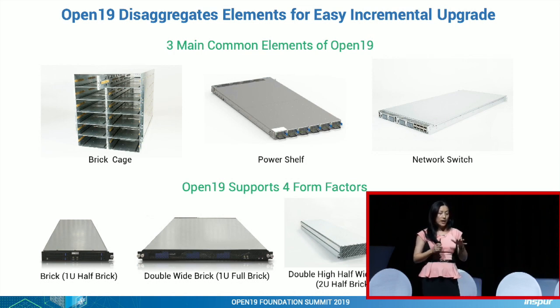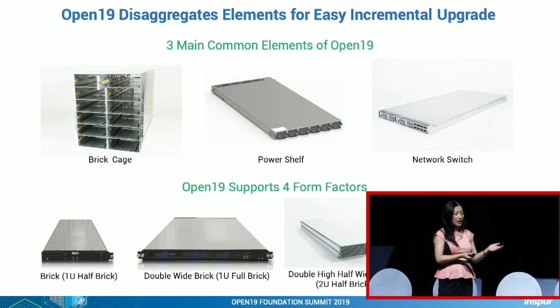So there are 3 common major components for Open19. You have the cage, the power shelf, and the networking switch.